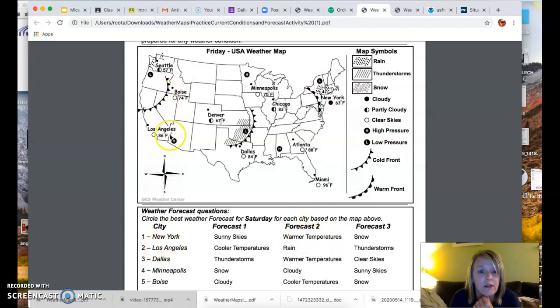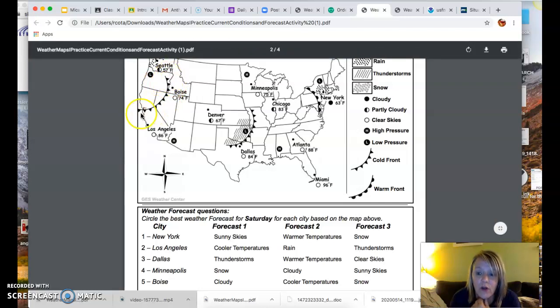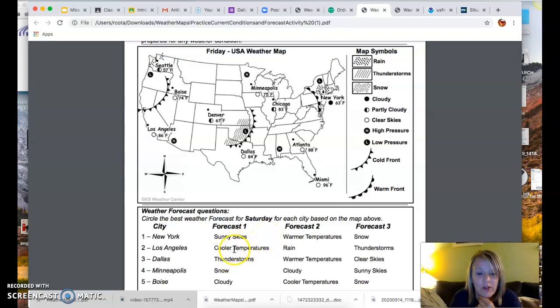Los Angeles, it's right over here. What we've got is coming off of the Pacific Ocean. It looks like there's a cold front that's dragging across here. That's going to sweep across Los Angeles, and with a cold front, you're going to have cooler temperatures. Cooler temperatures are right here.